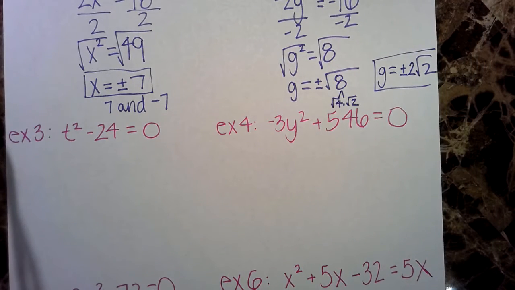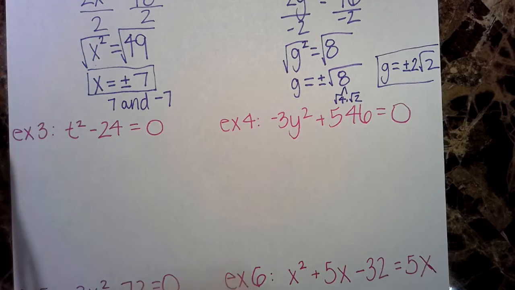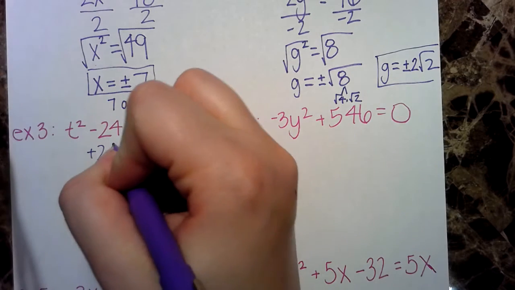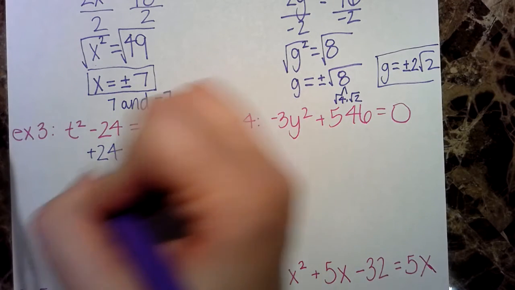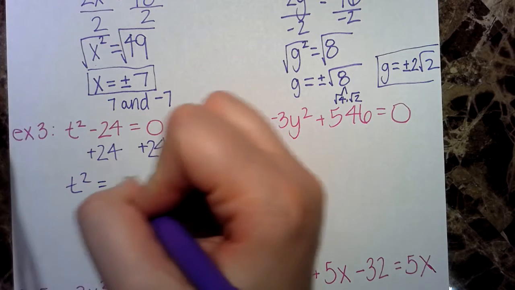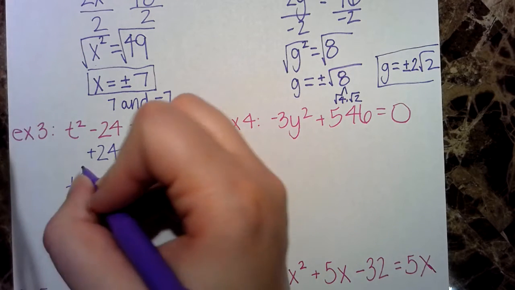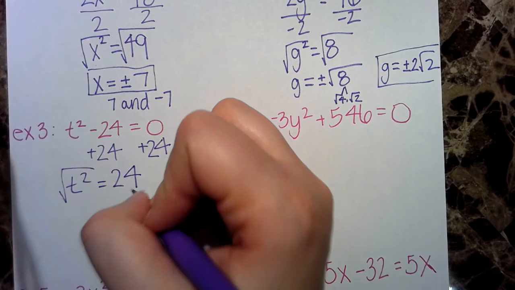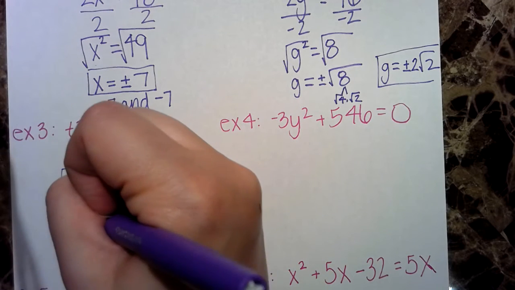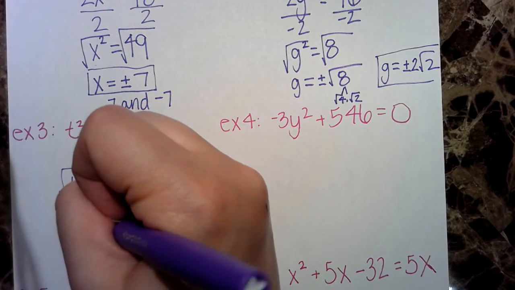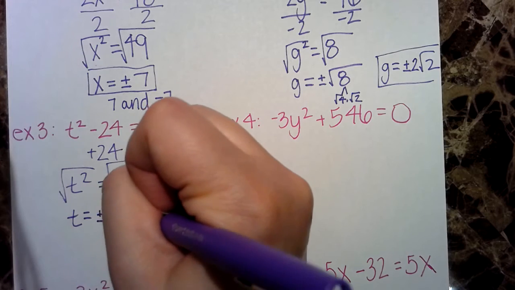So now I have t squared minus 24 equals 0. I'm going to add 24 on both sides. So I get t squared equals 24. I want to get rid of that squared, so I'm going to take the square root of both sides, and I get t is equal to plus or minus the square root of 24.